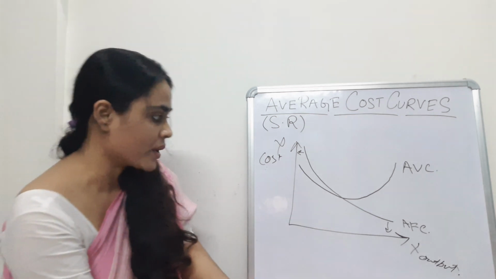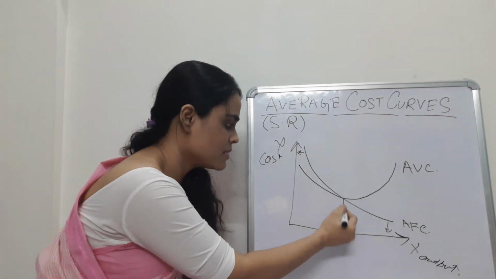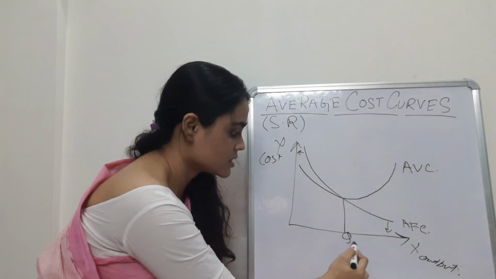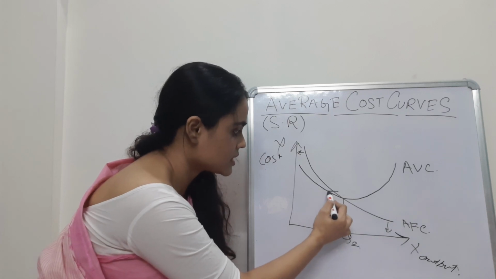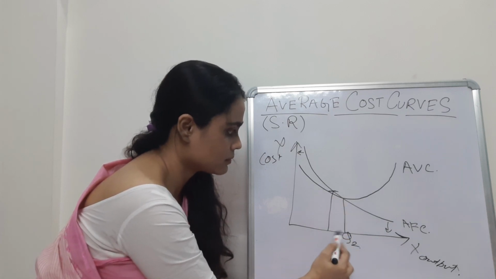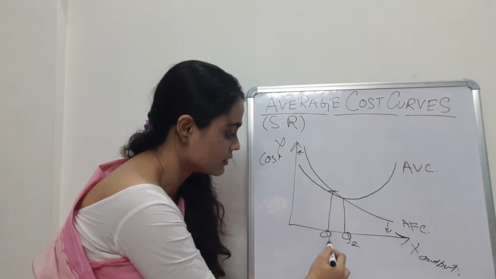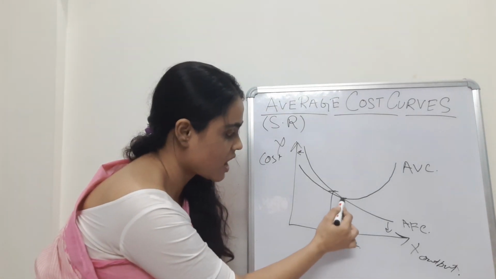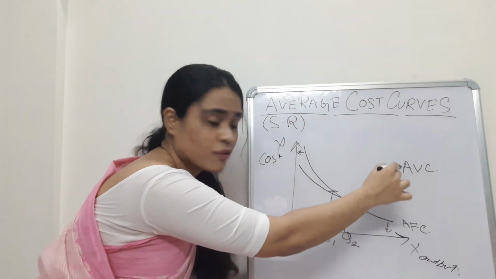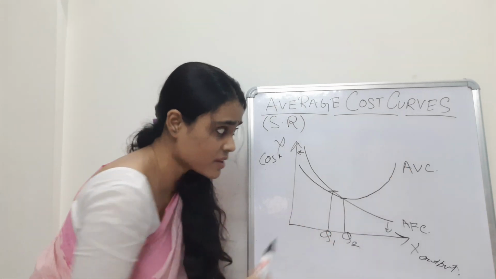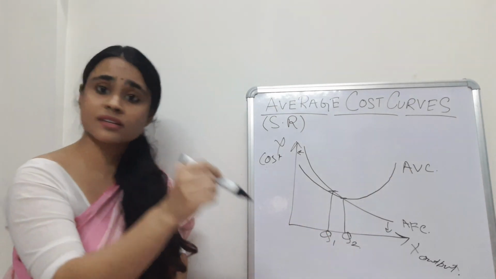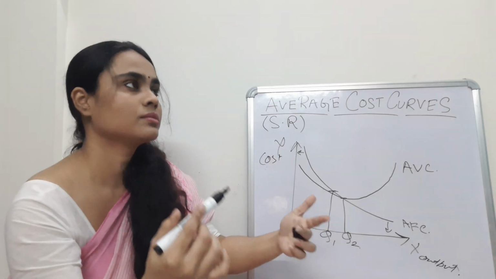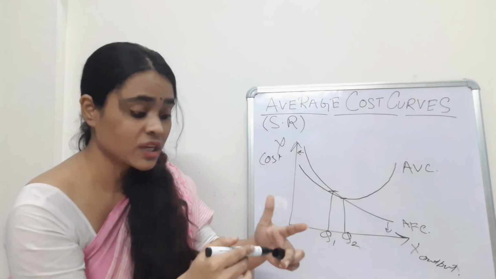Now after this point, after the minimum value where we get the minimum value of average variable cost, let's say it's Q2, and the minimum average fixed cost is at Q1. Now this Q2 is the minimum level. So after this level, the value of average variable cost is increasing. So there we get the decreasing returns of average variable inputs.